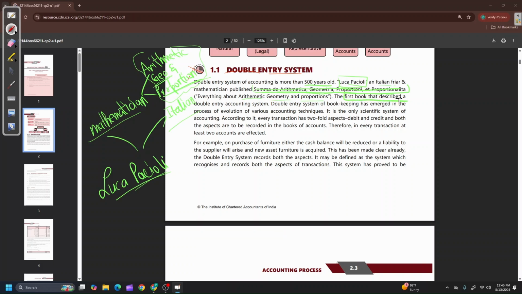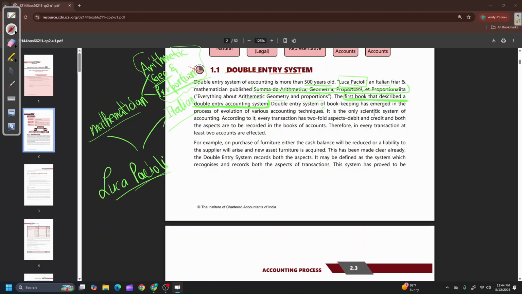Just remember this, the first book that described double entry accounting system. The first book that described a double entry accounting system was given by an Italian mathematician in his book, that was by Luca Pacioli. Moving forward, double entry system of bookkeeping has emerged in the process of evolution of various accounting techniques. Not really important line. So it's just telling us about the evolution with the various accounting techniques and so on.